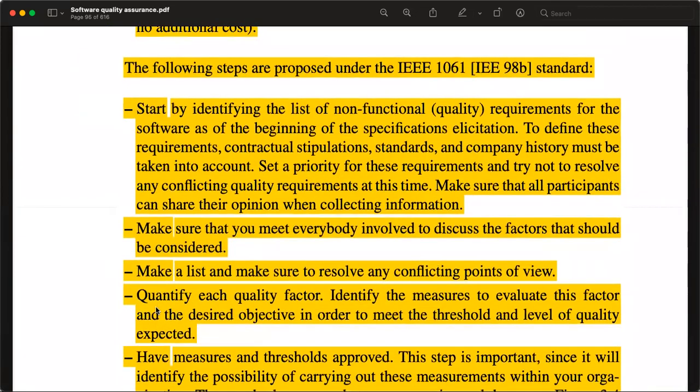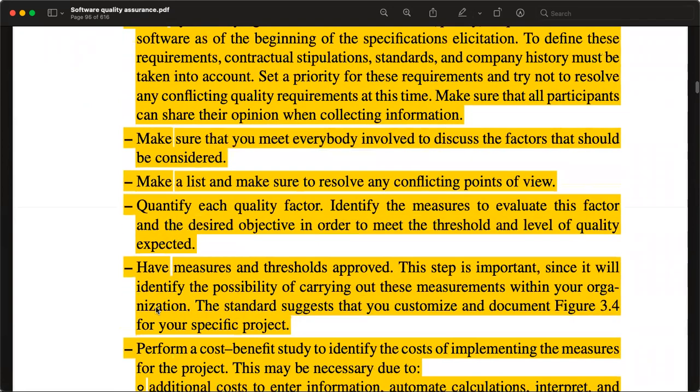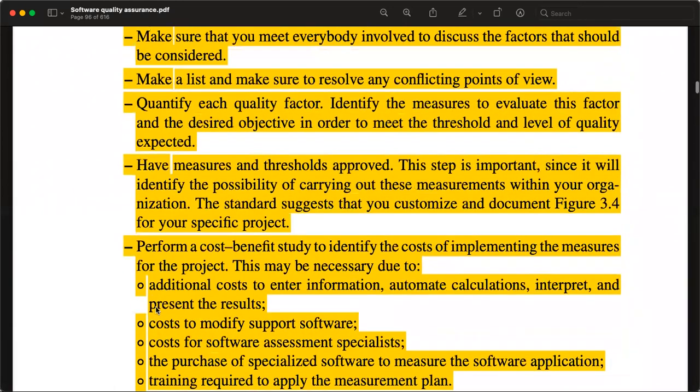The following steps are proposed under the IEEE 1061 standard. You first start by identifying the list of non-functional quality requirements for the software, as of the beginning of the specification elicitation. To define these requirements, contractual stipulations, standards, and company history must be taken into account. Make sure you meet everybody involved to discuss the factors that should be considered. Make a list and make sure to resolve any conflicting points of view.